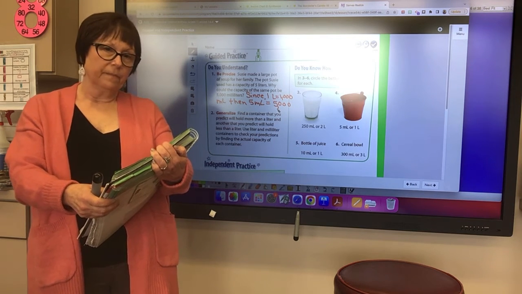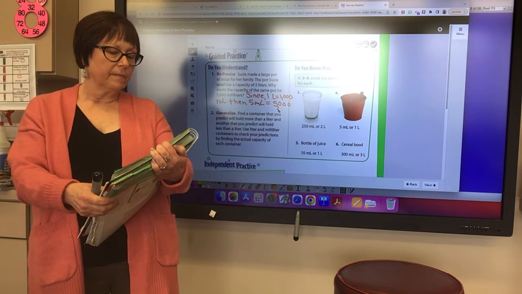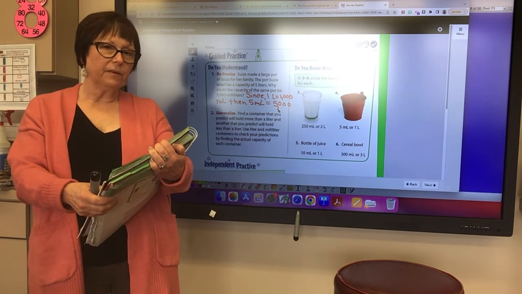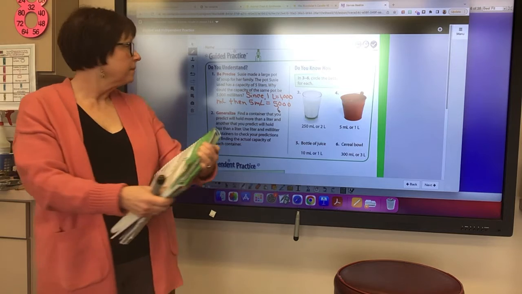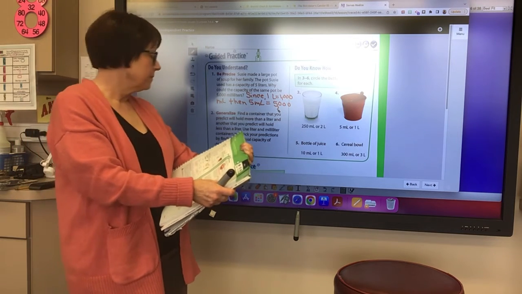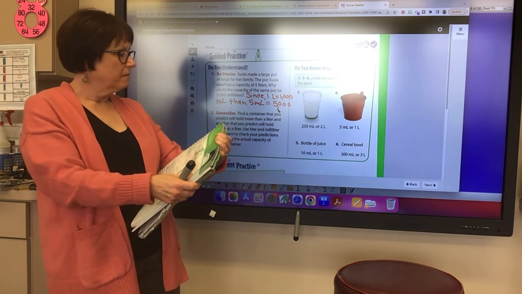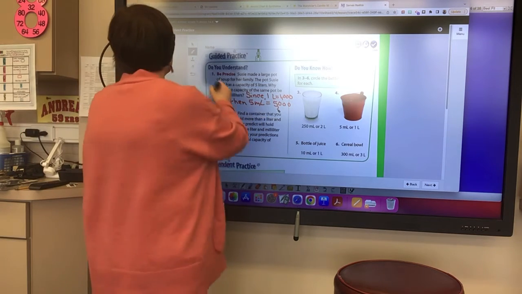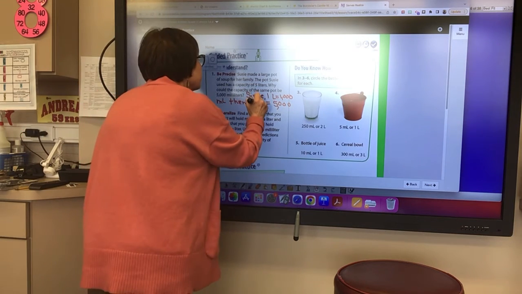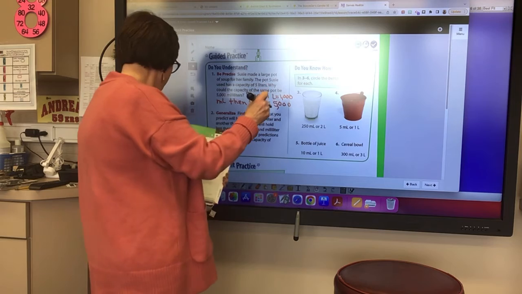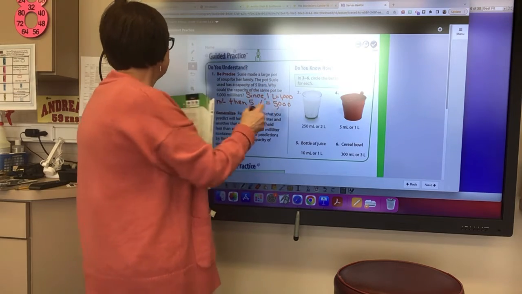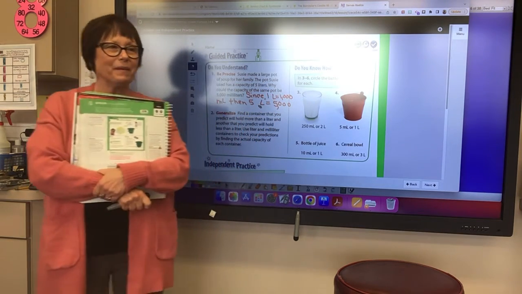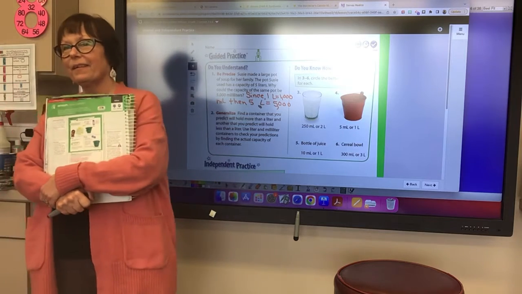Do you mean 5 liters, not milliliters? You got 5 equals 5,000. Oh, you're right, I didn't mean that. Sorry. 5 liters. There you go. 5 liters.